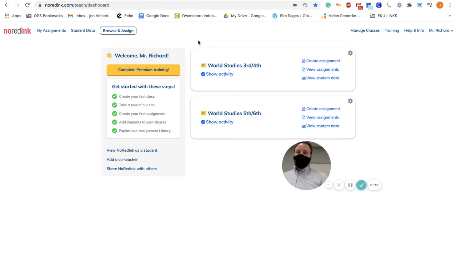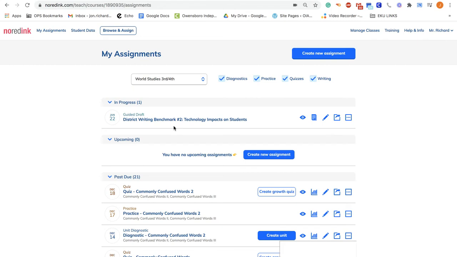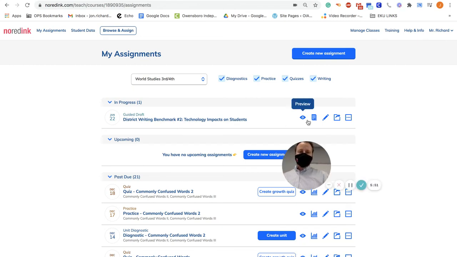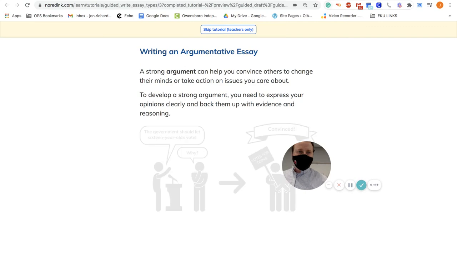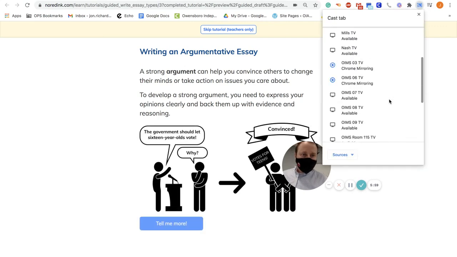Perfect. So I'll give you the code in just a second if you're new. But to look at this assignment, it is called District Writing Benchmark Number 2, Technology Impacts on Students. And we can take a look at that. And you all don't need to click on it just yet. Let me share this screen with you all so you can see it.